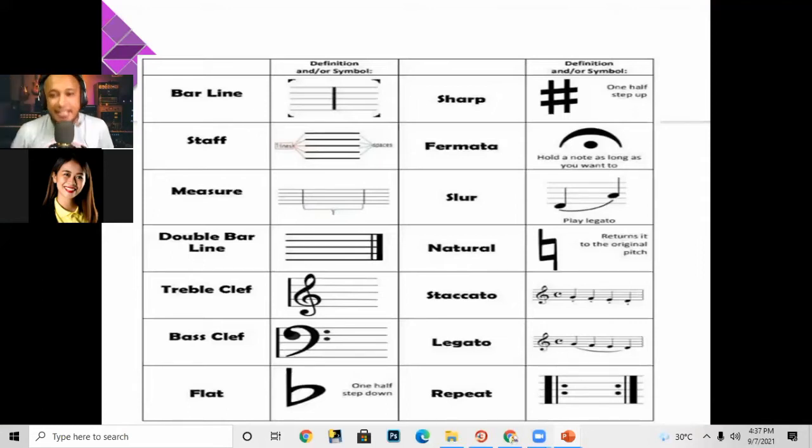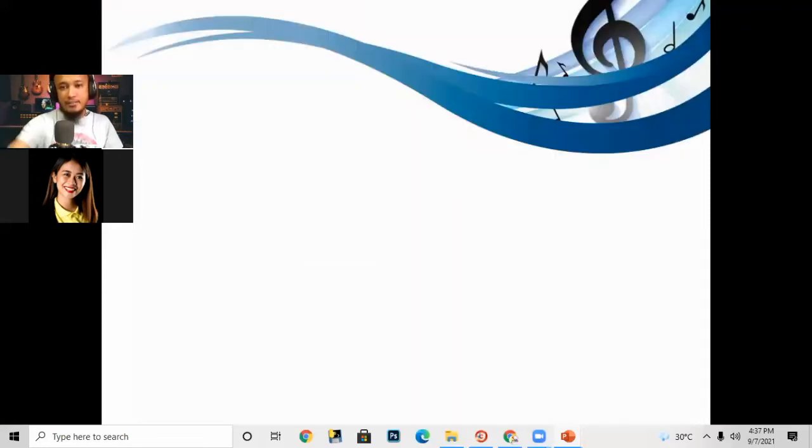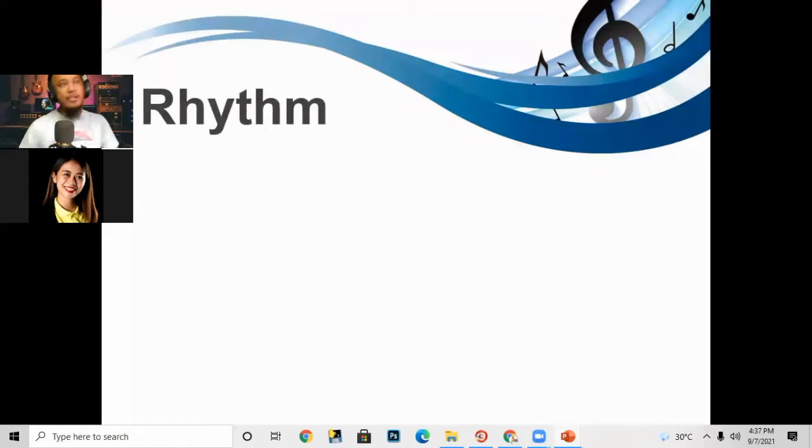Then natural, it cancels the sharp as well as flat. Staccato against staccato, legato, you playing a smooth song, love song, literally. Interconnected. So, isang blowing lang lahat. Okay? Unlike with staccato or marcato, it's detached. Then, of course, you have your repeat sign. So, these are the different simple articulation that you need to understand. Okay? So, ganun lang yan. So, we're done with pitch.